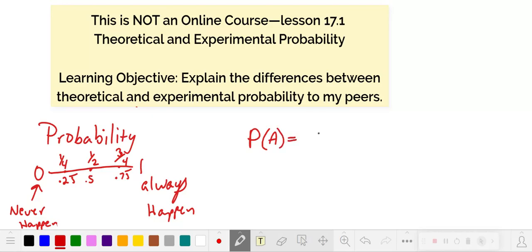that event is 1/4, which is 0.25, this is not a percent. So for the percentage, I would have to multiply by 100 to get a percent of 25. So I would read this as I have a 25% chance of event A happening.